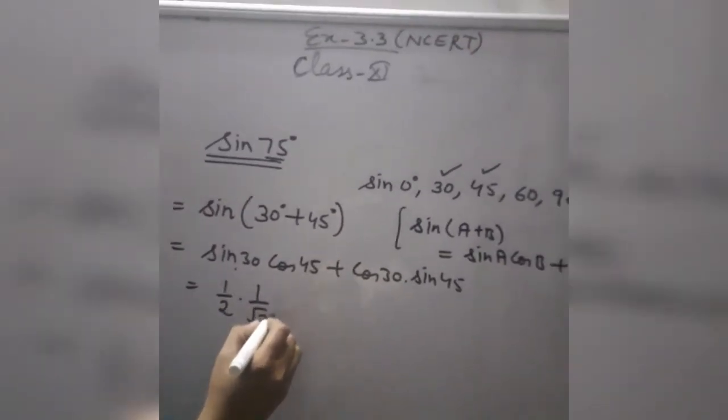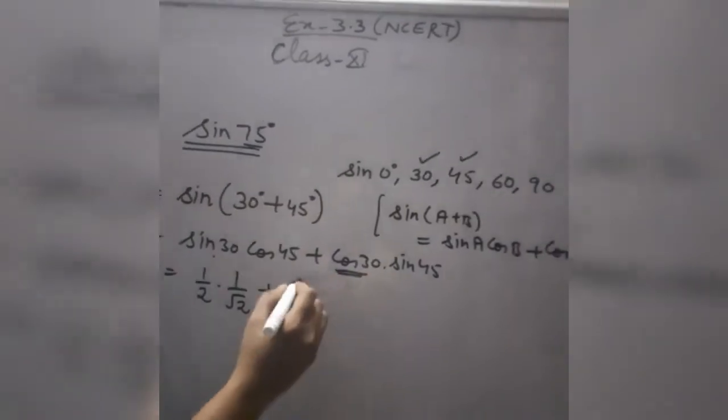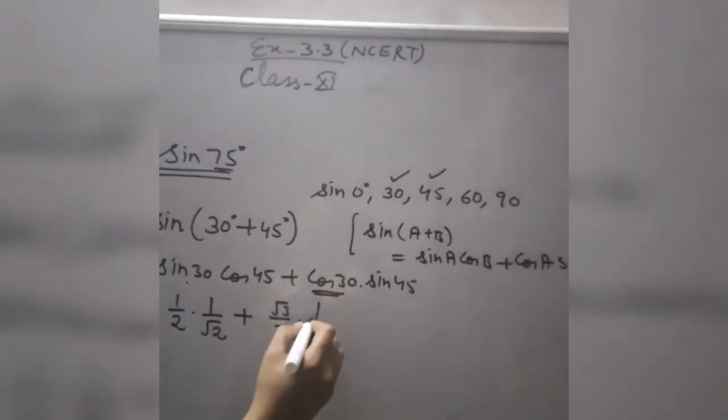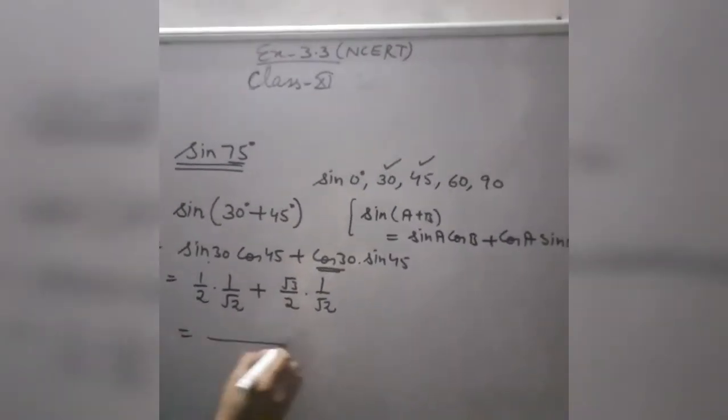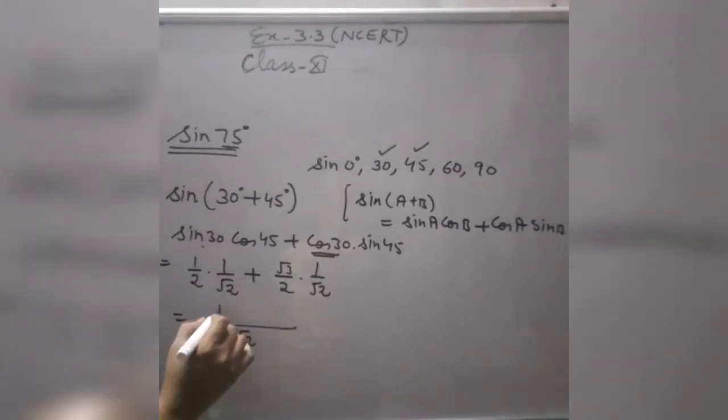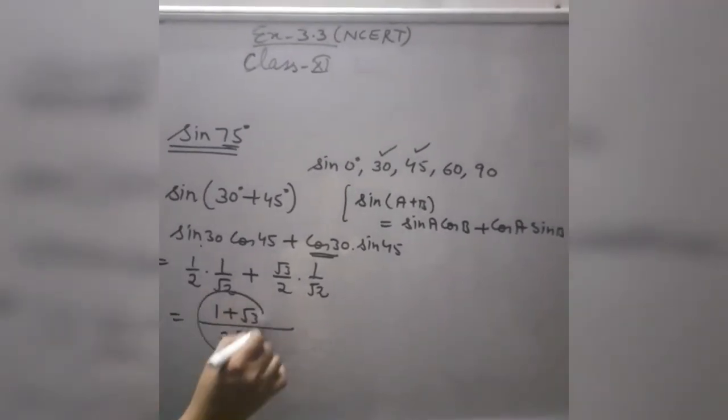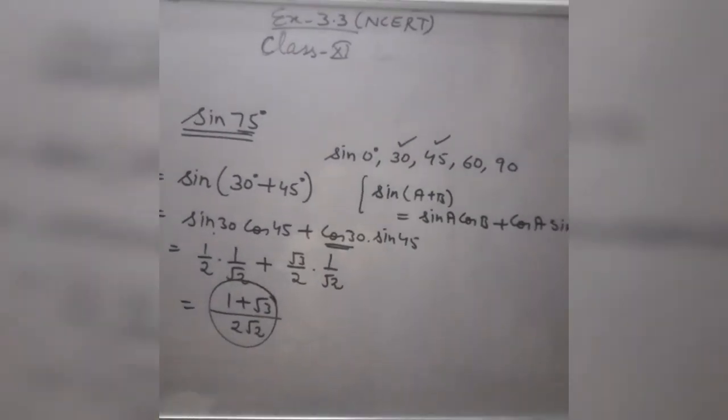Value of cos 45 is 1/root 2. Value of cos 30 is root 3/2. Value of sin 45 is 1/root 2. After simplifying it, it becomes (root 3 + 1)/(2 root 2). This is the value of sin 75.